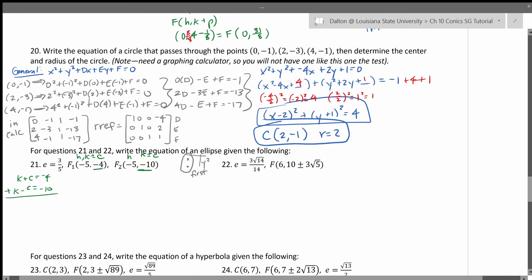If we add them together, c minus c is 0, k plus k is 2k, equals -14. So if we divide both sides by 2, that must mean that k is equal to -7. So if that's the case, then we know our center point, h, k. Again, we know h is the same in both of the foci, so h is -5.